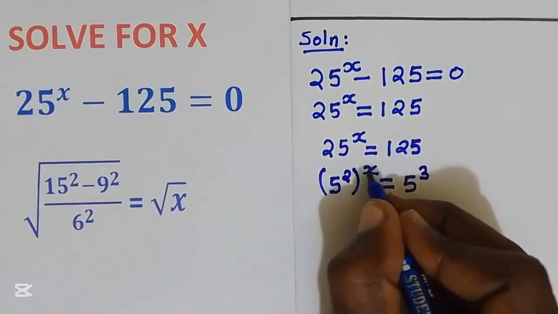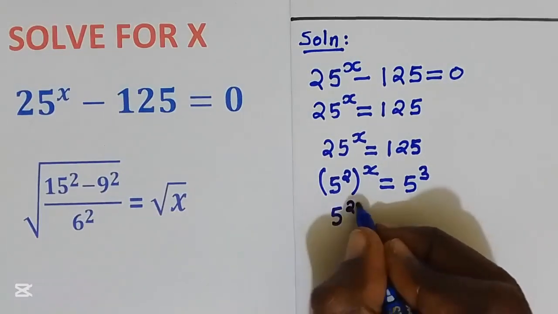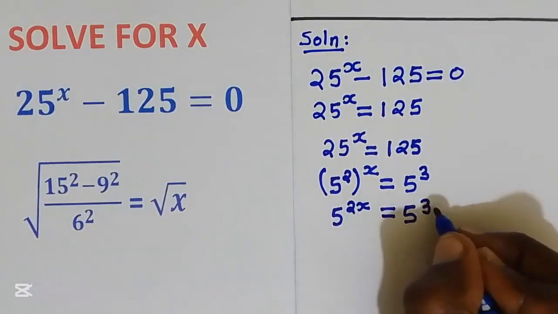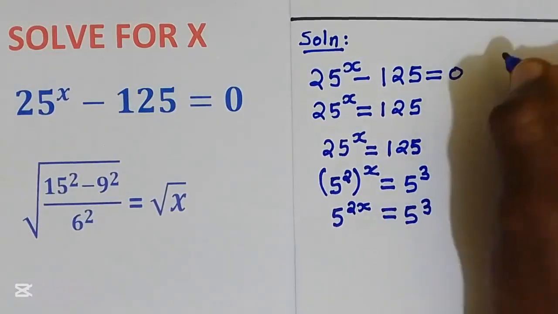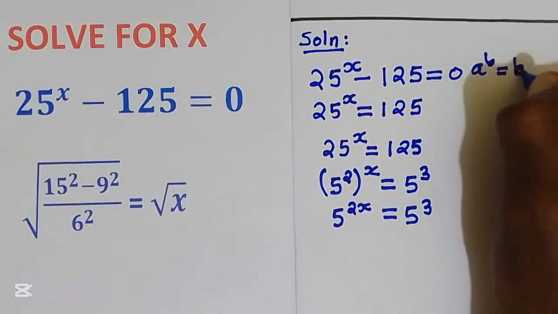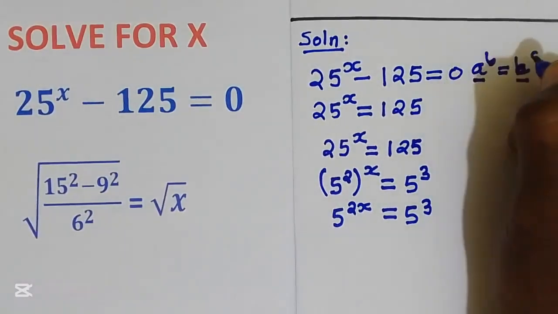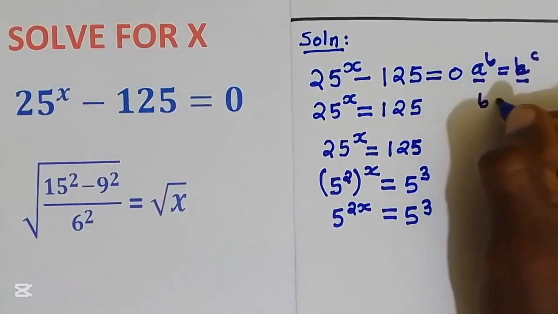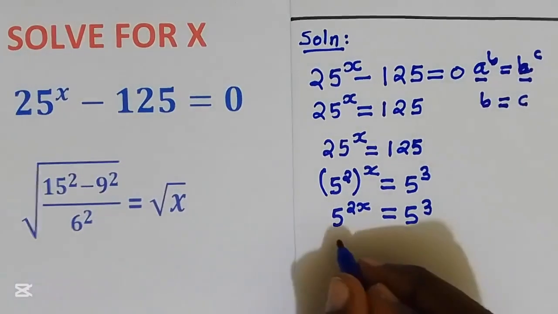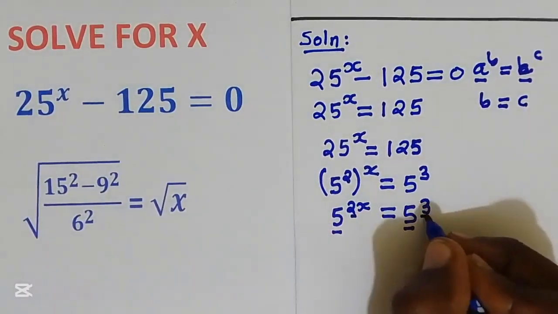Let us multiply the powers. That is going to be 5^(2x), equal to 5^3. We know that if we have a^b equal to a^c, if the bases are equal, the powers are equal, that is b is equal to c. We are going to apply this here. We have the same base, so we are going to equate the powers.